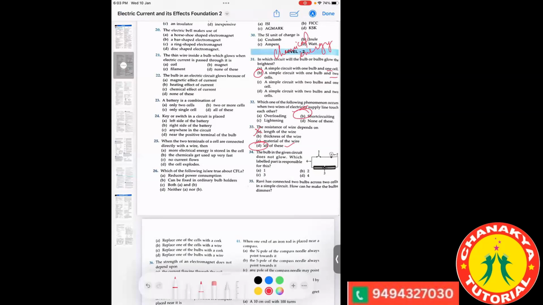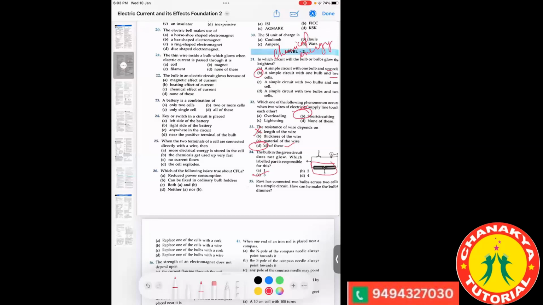Okay. Question number 34, Varshit. The bulb in the given circuit does not glow. Which labeled part is responsible for this? Ma'am, I wrote option C. Yeah, option C. They have said the bulb in the given circuit is not glowing. What is the reason for it? It is because of this third part.